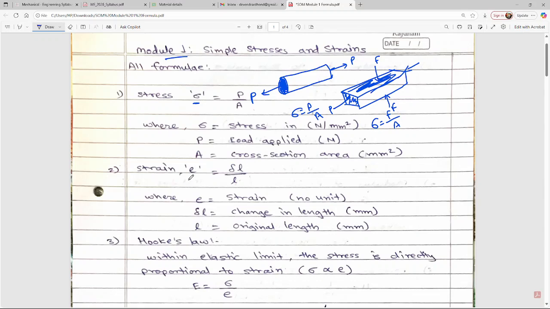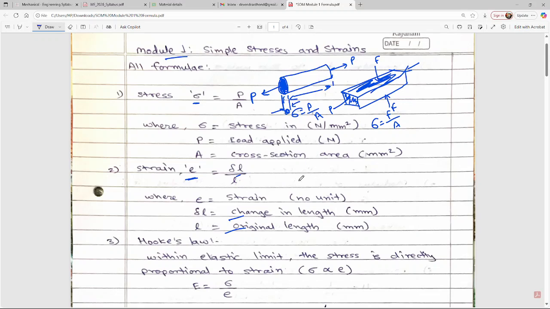The next formula is strain. Strain is delta L upon L. Delta L means change in length and L is the original length. When this bar is subjected to some force P, the length of the bar has some extension after applying that load. This extension is called delta L, meaning change in length.